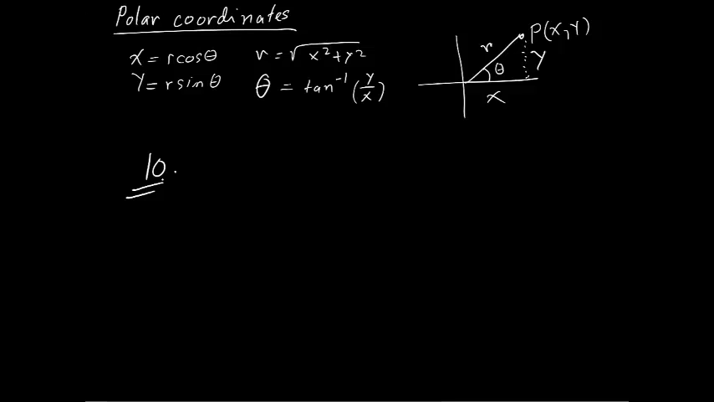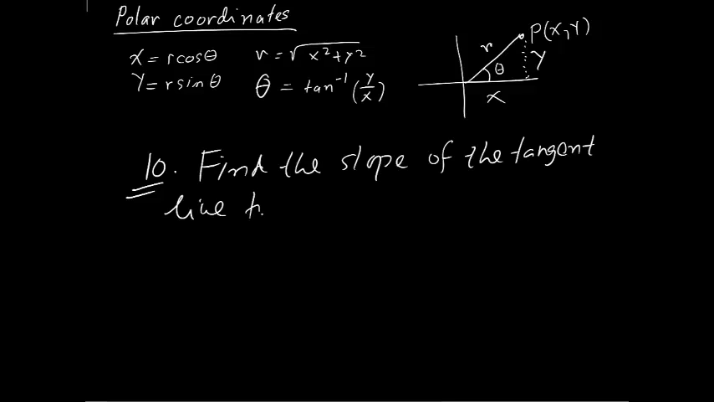Problem number 10 is asking to find the slope of the tangent line to r(theta) equals 1 over theta at theta equals pi. So we need to find the slope of the tangent line.